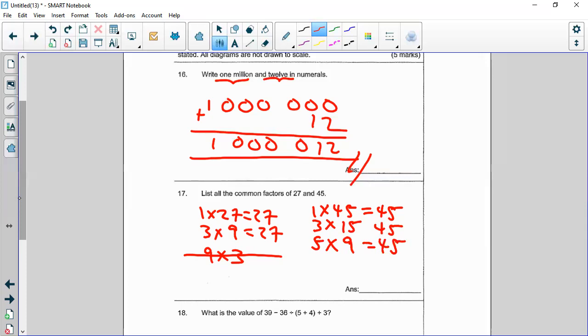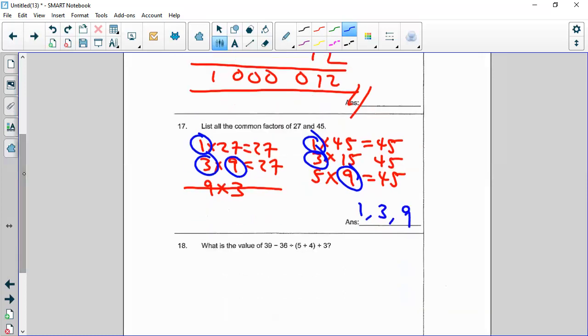So circle the common factors. So your common factors will be 1, 3, and then what else? 9. Okay, and I think that's it. No more already, right? So your common factors are 1, 3, and 9. Okay, quite easy. This is a primary 4 question.